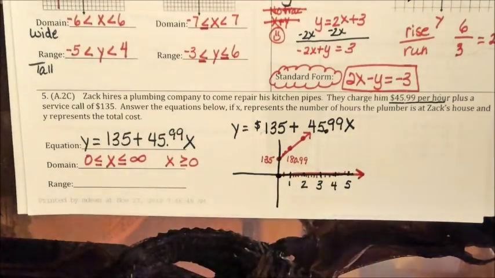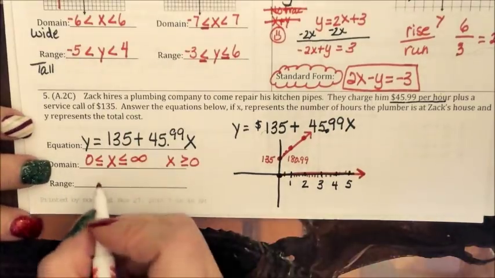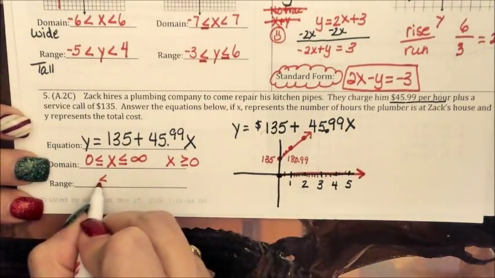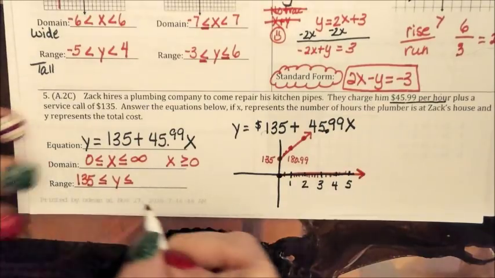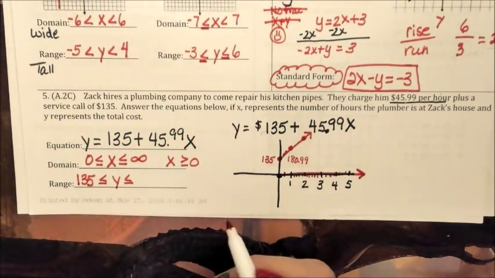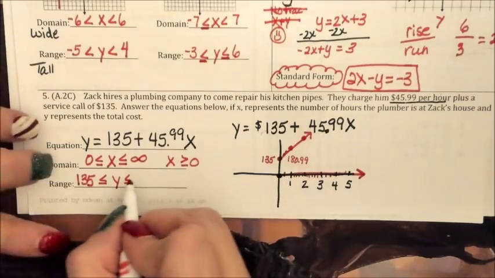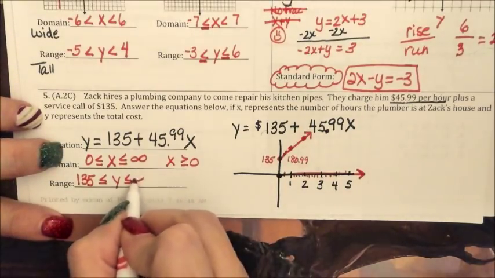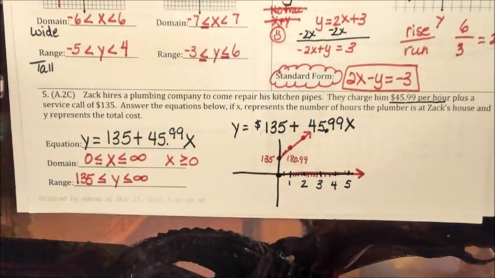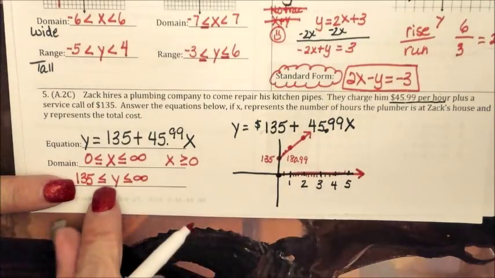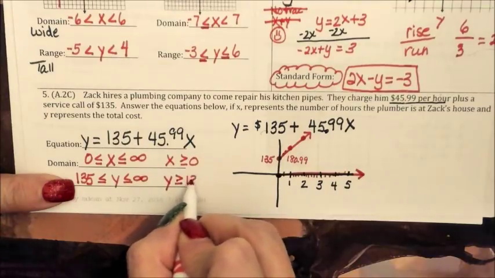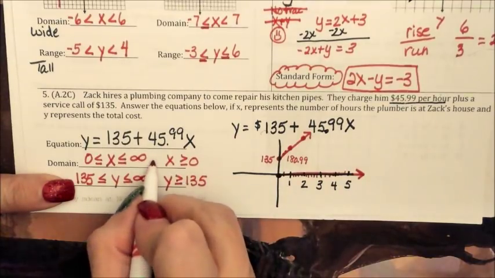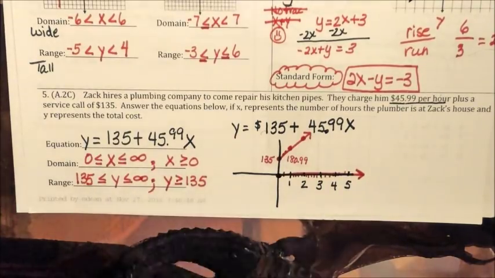Where would my Y value start? $135, right? The lowest my Y value is 135, because he's going to charge me 135 just to come ring my doorbell. On and on and on. Who knows? The sky's the limit. How much plumbing do I need? Another way to write this would just be to say Y is greater than or equal to 135. I'm going to put a semicolon here because they mean the same thing.